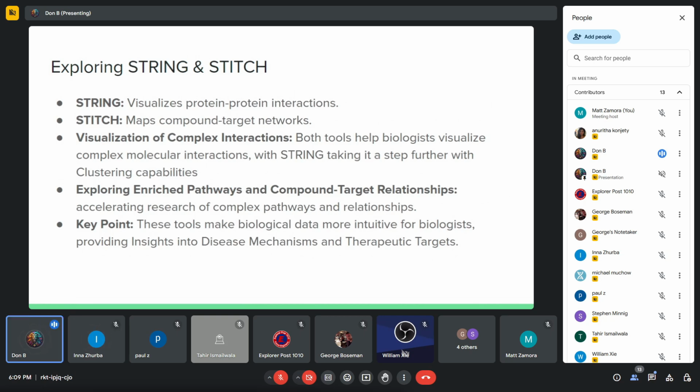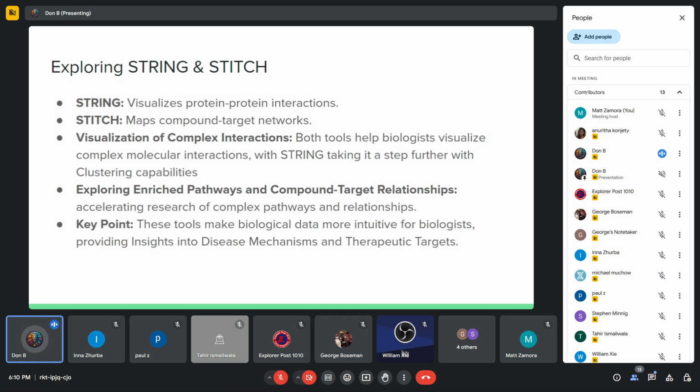In terms of the two tools, String and Stitch, they were both developed by a similar group of individuals. It wasn't necessarily 100% the same team, but there was a significant amount of overlap. So it'll be somewhat transparent in some cases whether I'm in String or Stitch. So I wanted to mention it.